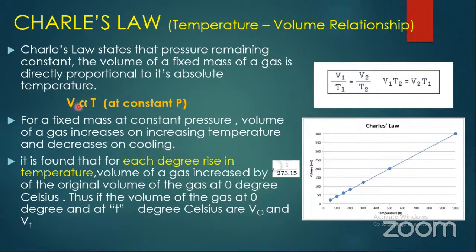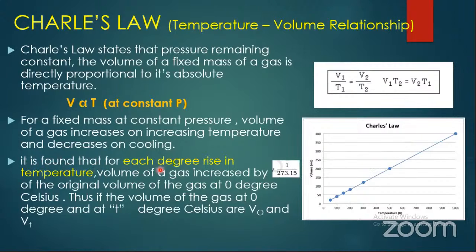So if we take the same thing in graphical form, volume is taken on the y-axis and temperature is taken on the x-axis. It is a straight line passing through origin. So a straight line will be obtained like this. So here, for a fixed mass at constant pressure, the volume of a gas increases on increasing temperature. So the same thing is here. But one thing observed here is how much increase of volume is taking place. So it is given here like this.